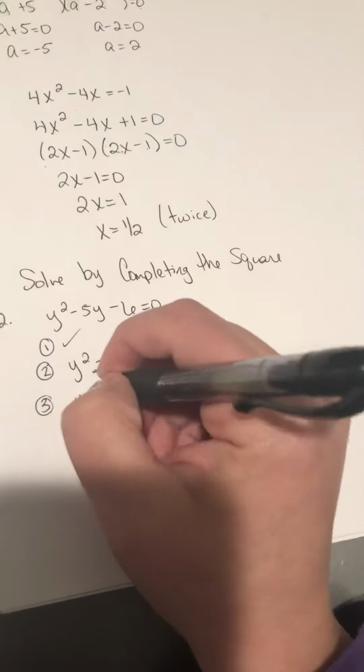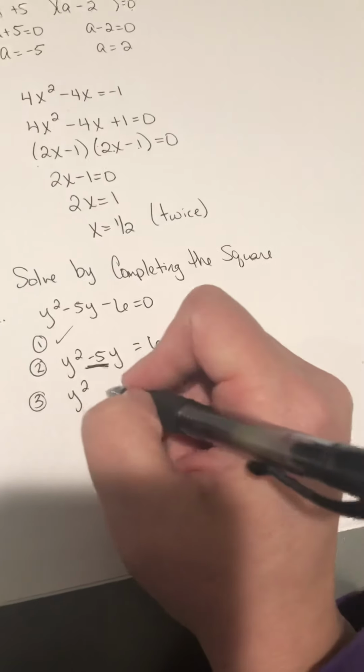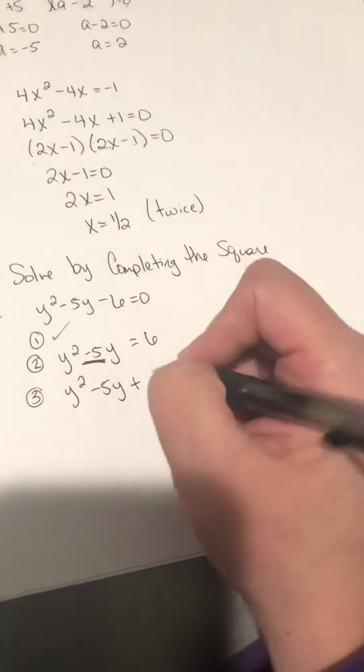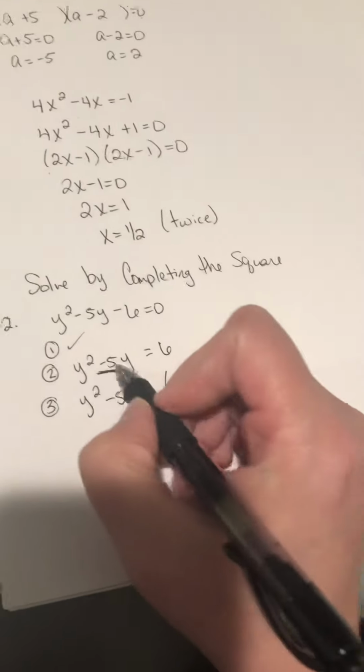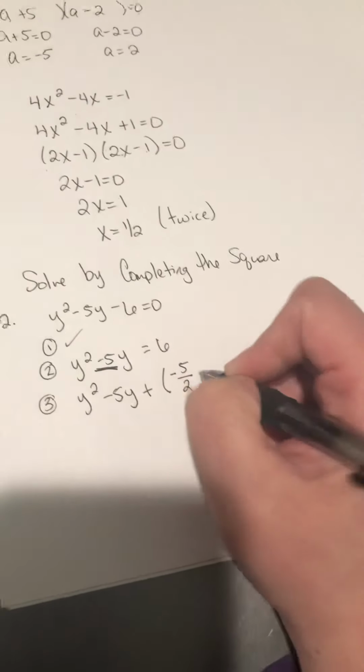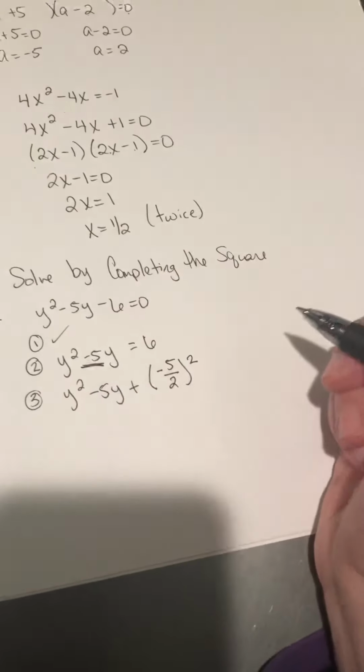So what we're going to do is, and I write this down this way every time just so you can see something. I always put a plus sign, I put it in parentheses, negative 5 divided by 2, so I'm just going to write that. Negative 5 divided by 2 squared.